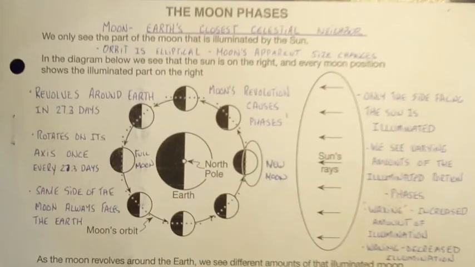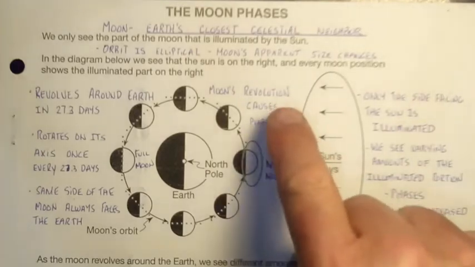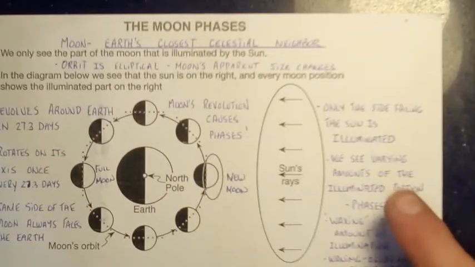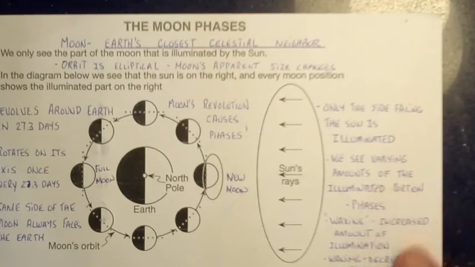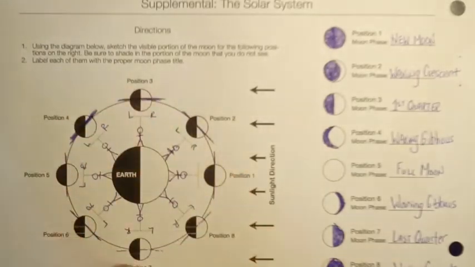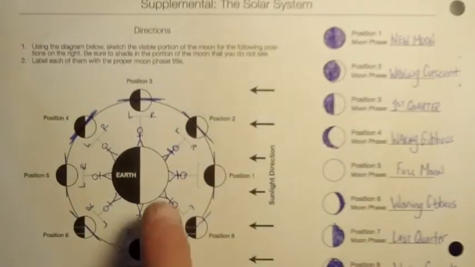It rotates on its axis every 27.3 days. So the same side of the moon is always facing the Earth. The moon's revolution causes the phases because only the side facing the sun is illuminated, and we see varying amounts of the illuminated portion as phases. When those amounts are increasing each night, we call that waxing, and when they're decreasing each night, we call that waning.